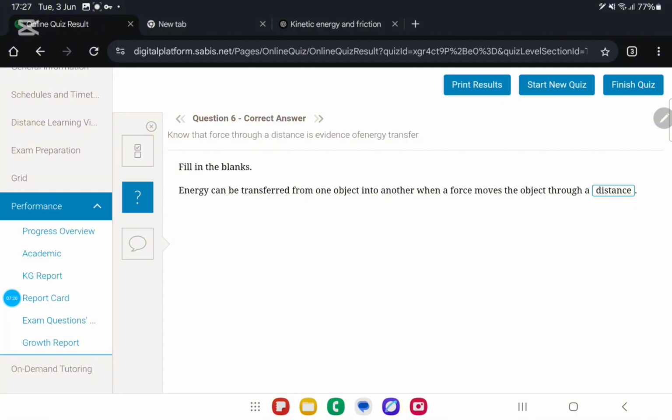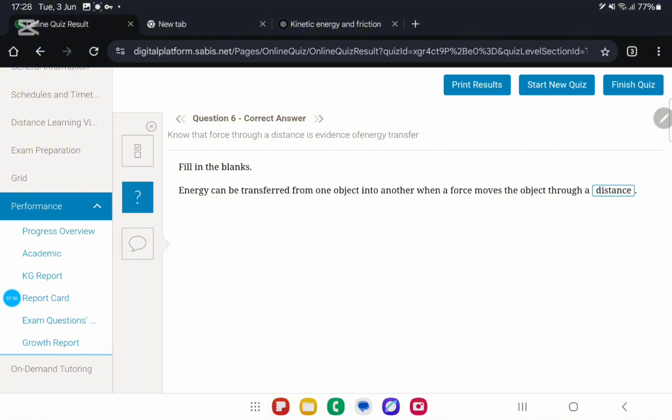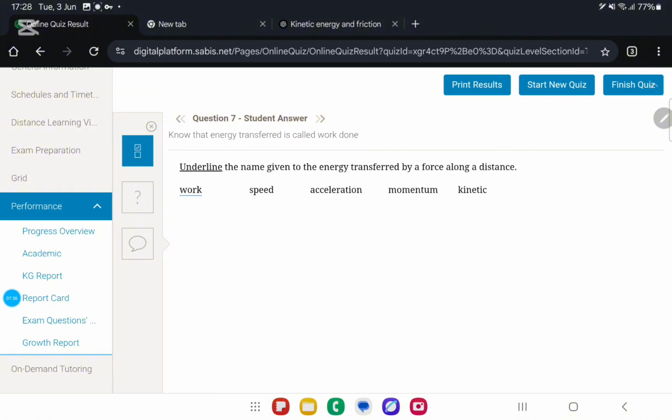And for question 6, energy can be transferred from one object into another when a force moves the object through a distance. That's simple physics. When you have two objects and a force is acting on it, the energy is transferred through a distance. When a force acts on it, the energy is conserved, and the energy moves to another object through the distance. Just a rule you have to know.